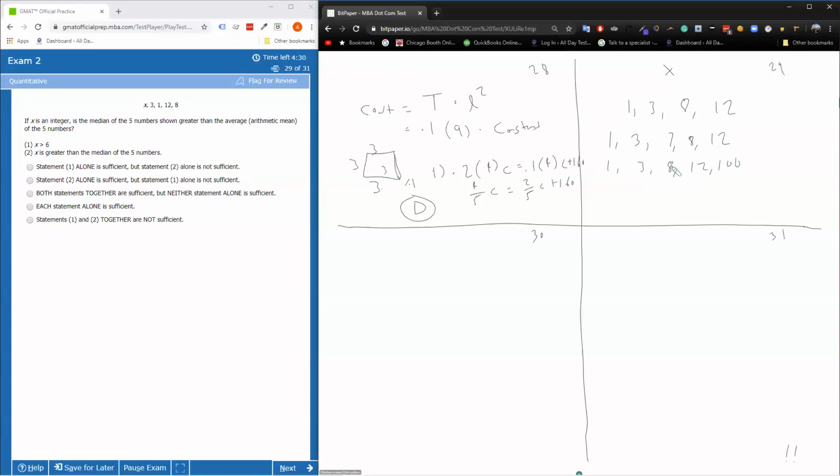So in this case, median is 8. In this case, the median is 7. The average is going to be 27 plus 4, so 31/5, which is 6 and something. So the median is greater here. Here, the average, I think, should be greater because the 100 is going to pull it. So insufficient.